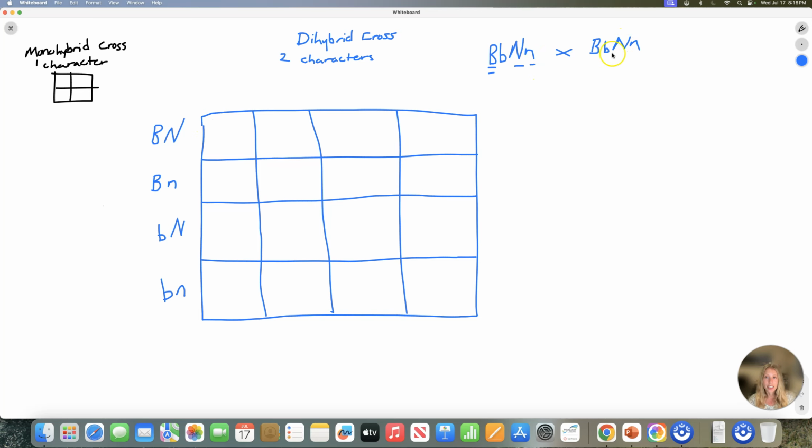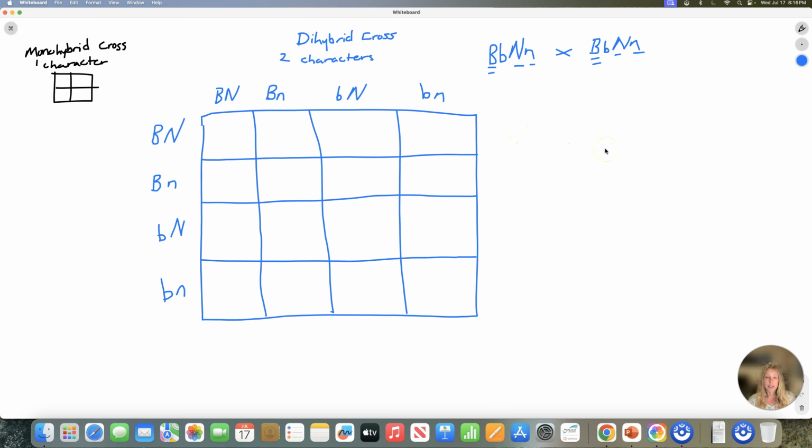Now we're going to do the exact same thing for this parent, starting with the capital B. So the first option is capital B, capital N. So that and that. The second option is capital B, lowercase n. Now those are both of our options for the capital B. Then we have a lowercase b and a capital N. And then we have a lowercase b and a lowercase n. So we have now set up the Punnett square correctly.